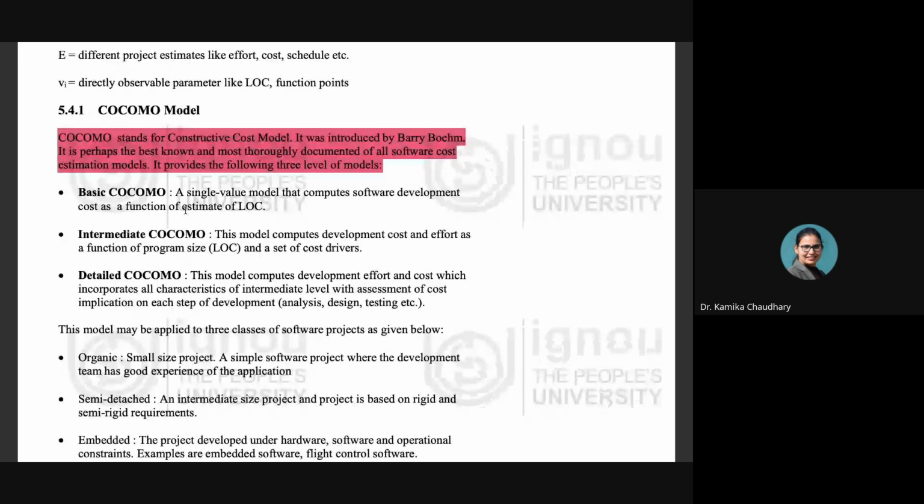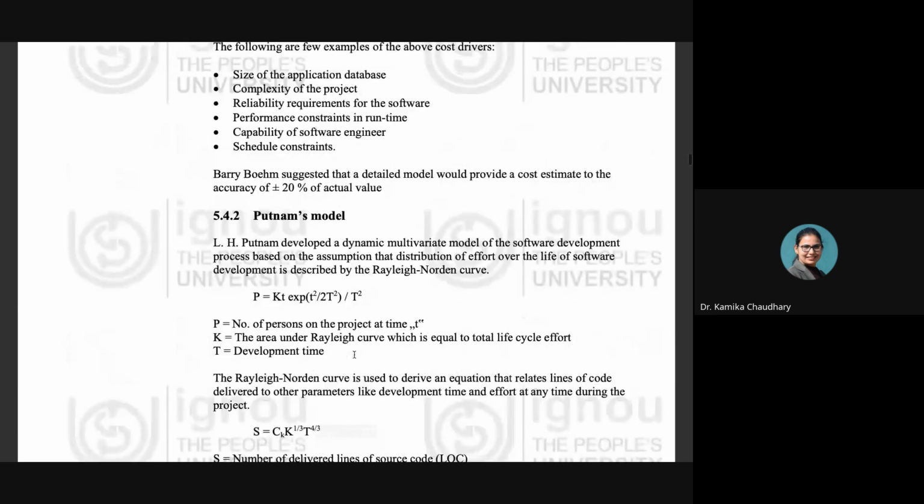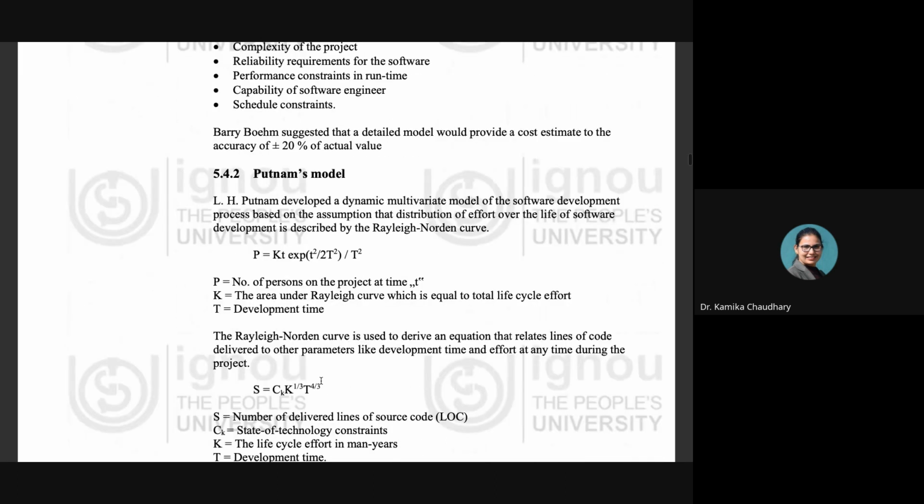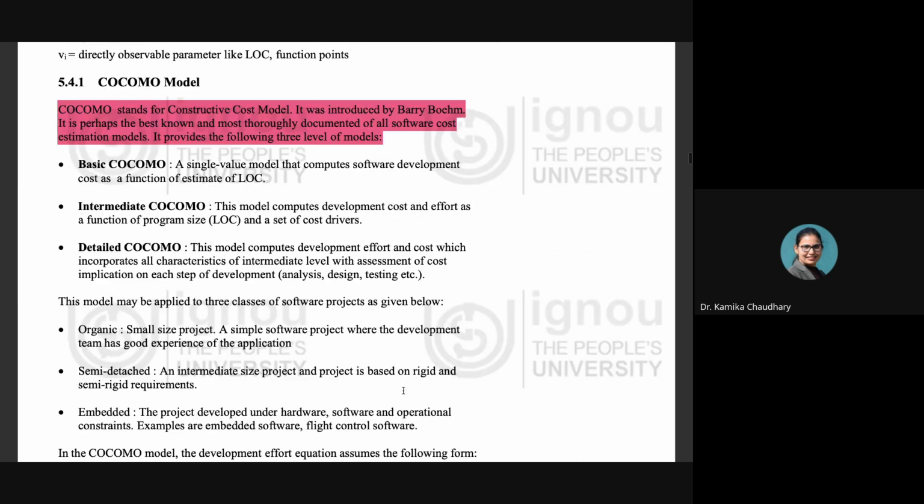Right. And it is perhaps considered as the best known and the most thoroughly documented of all the software cost estimation models. One of the best among the estimation models is the COCOMO model. When we study all these models also, Putnam's model or the statistical models, we are going to see that the best model among them for making the estimation of any software project is the COCOMO model, and it is also one of the most used models.